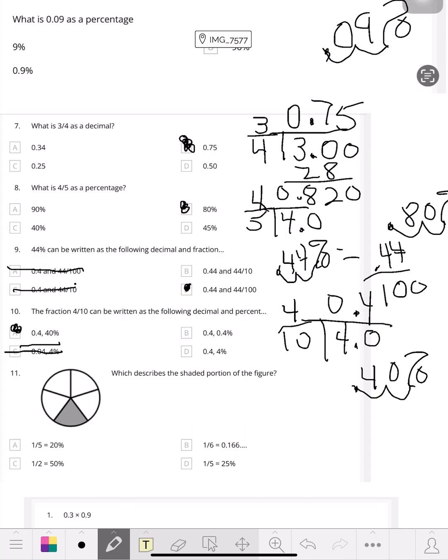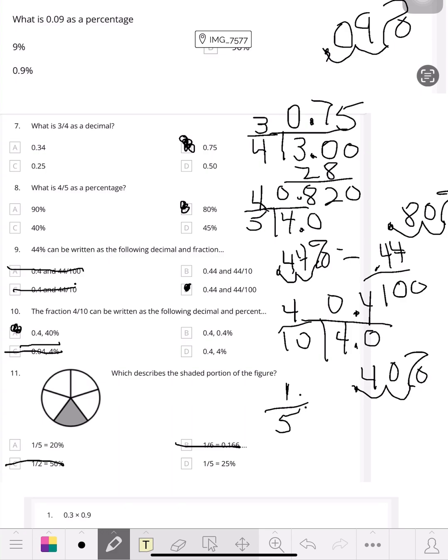Okay, now, what describes the shaded portion of the figure? Okay, how many pieces in this pie? I'll just use the pizza pie. I got 1, 2, 3, 4, 5. I got 5 pizzas, so the whole thing is 5, okay? What's shaded is 1, okay? So it's 1/5, okay? So right away, 1/2 doesn't count, so I can cross that one off, and 1/6 doesn't count, okay? So now I got it down to 1/5 and 20%, or 1/5 and 25%.